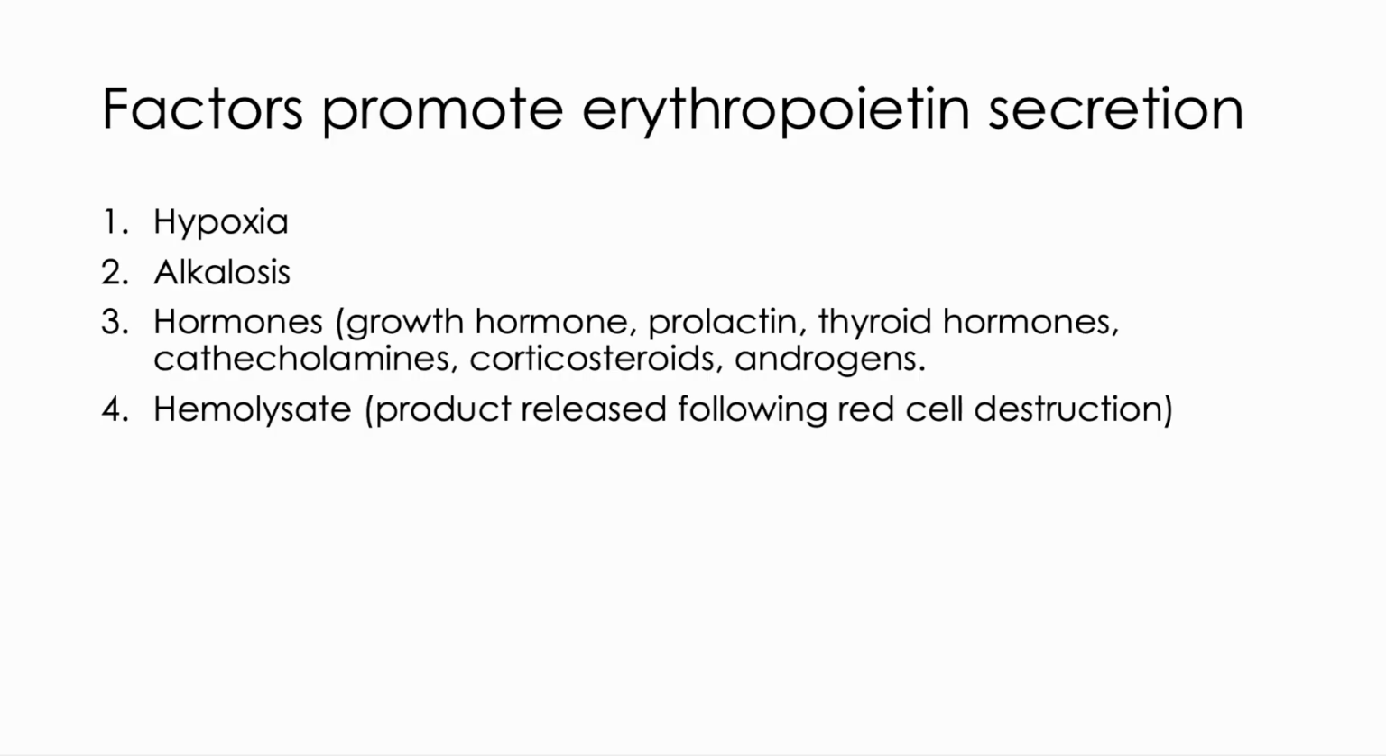So there are several factors that promote erythropoietin secretion. For example, hypoxia, alright? Hypoxia means lack of oxygen. Okay, alkalosis, or hormones, and other hormones like growth hormone, prolactin, thyroid hormone, or hemolysis. Hemolysis means certain things that lyse the red blood cells.